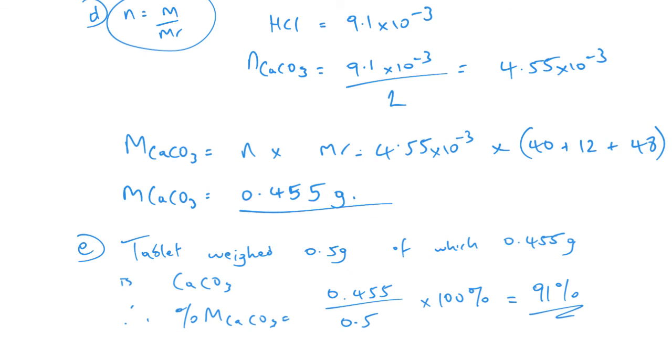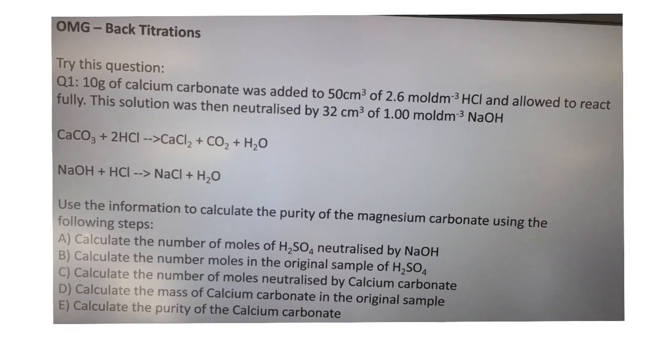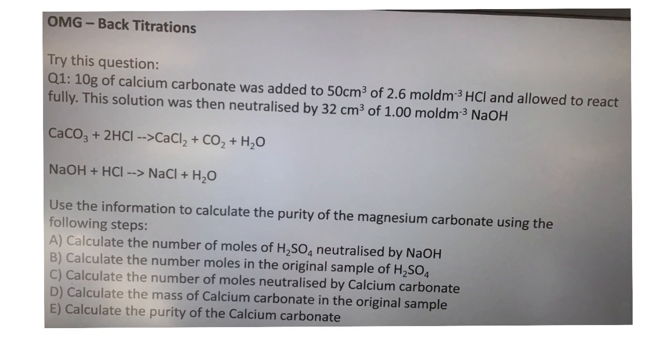So that's our 5-step process to analysing a back titration. So make sure if you need to watch any of that again, I would, because there's a lot of complicated steps in there. Maybe watch it through without writing and copying, just work out what I'm doing. I'm going to give you one to do yourself now. Really, really similar, this one.